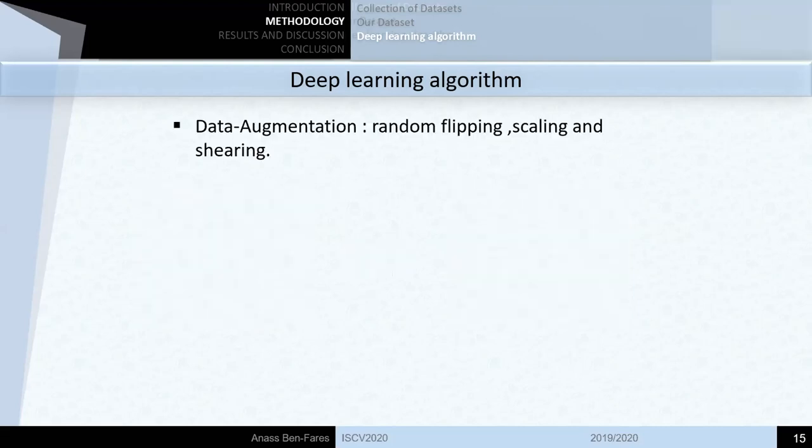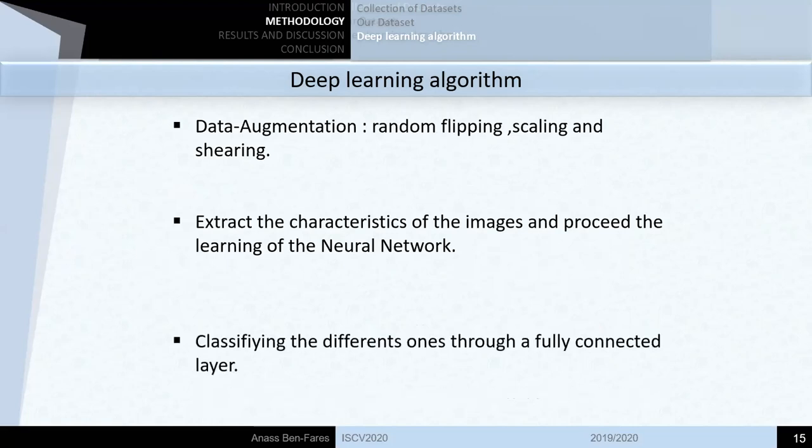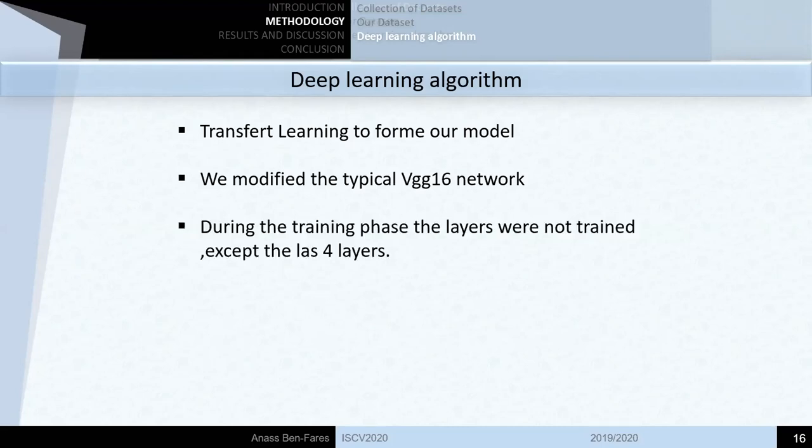After that, we applied the data augmentation technique in order to increase the dataset by random flipping, scaling, and shearing. The second step is used to extract the characteristics of images and proceed with the learning of the neural network. The third step consists of classifying the different classes with a fully connected layer formed by several classifiers, of which only the highest score prediction is kept. We use the notion of transfer learning to form our model. We have chosen the already pre-trained VGG16. We modify the typical VGG16 and fine-tune the modified one. During the training phase, the layers were not trained, except the last four layers.